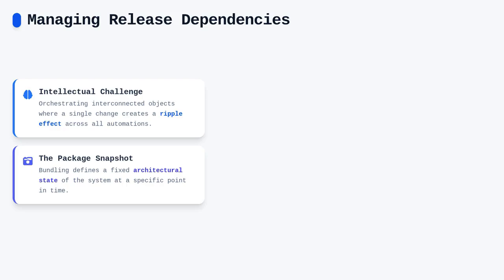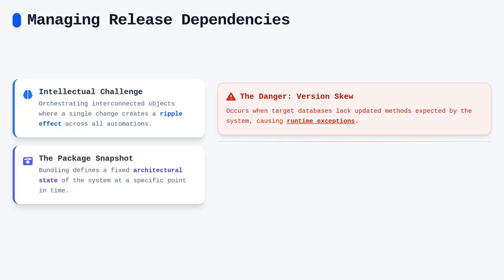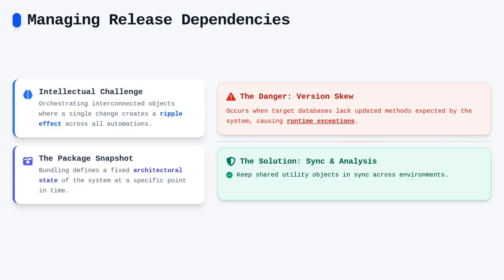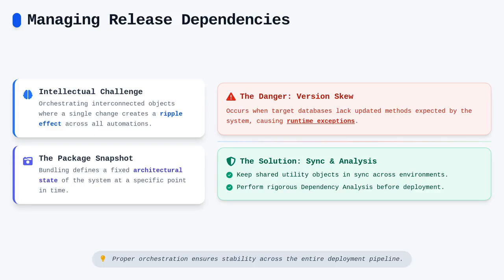If your deployment pipeline involves multiple environments, you must ensure that shared components, like common utility objects, are kept in sync. This prevents version skew, where one part of your system expects an updated method that does not yet exist in the target database, leading to runtime exceptions that could have been avoided through proper dependency analysis.